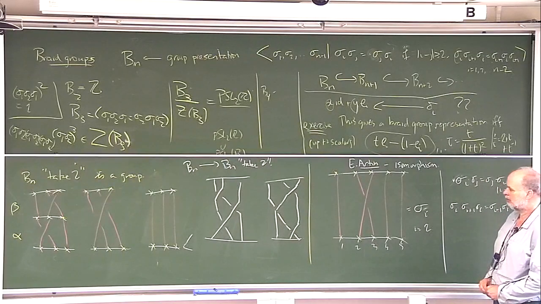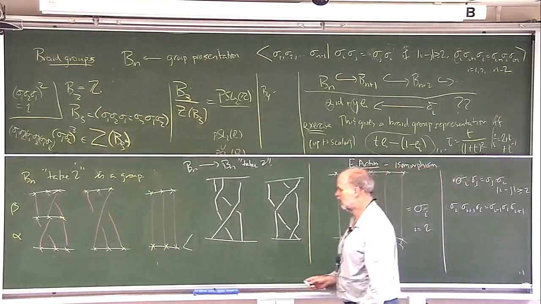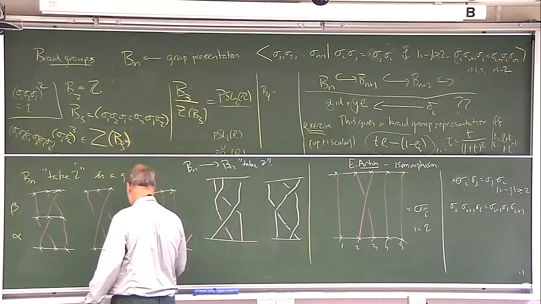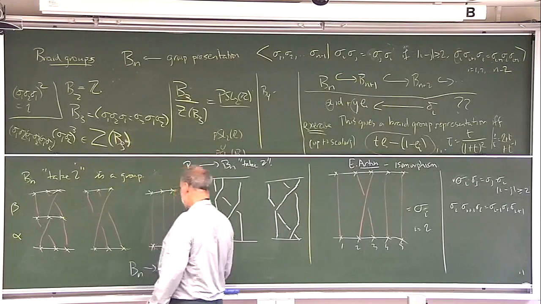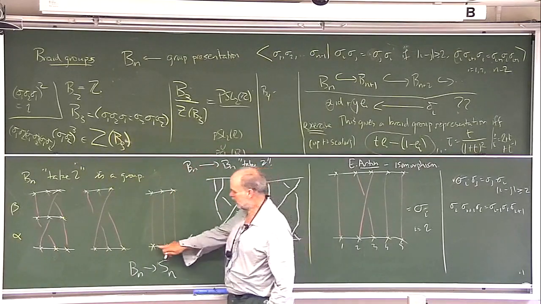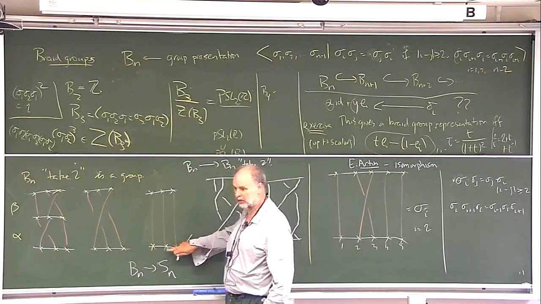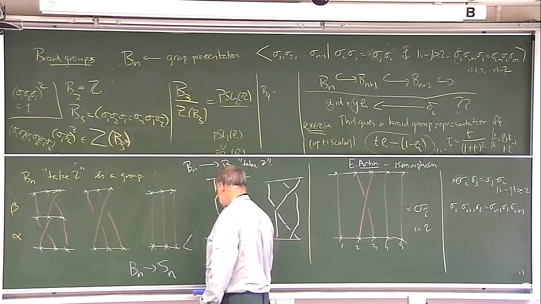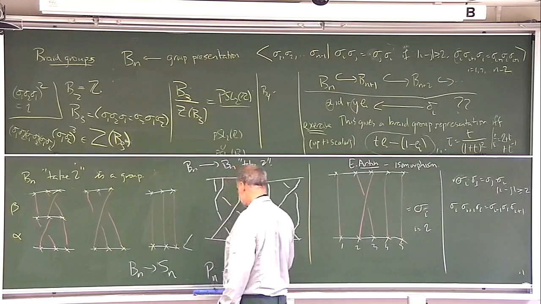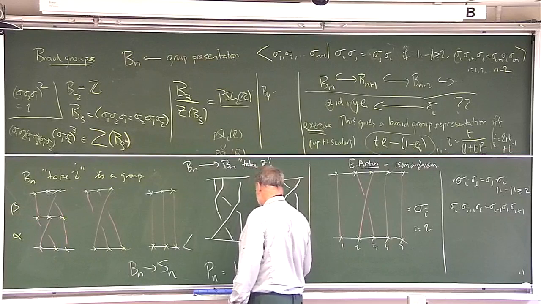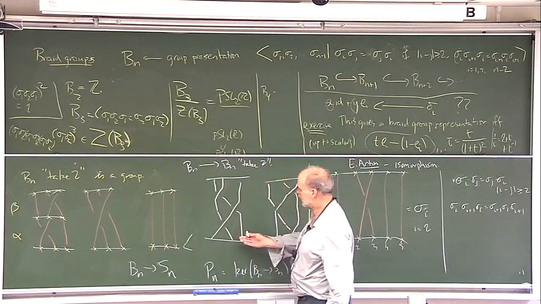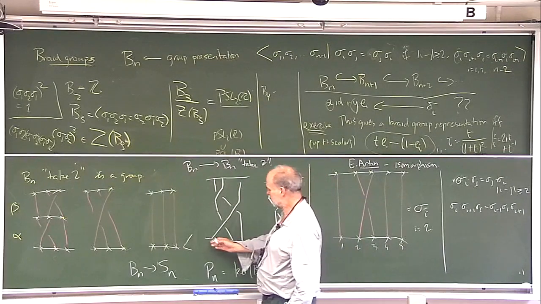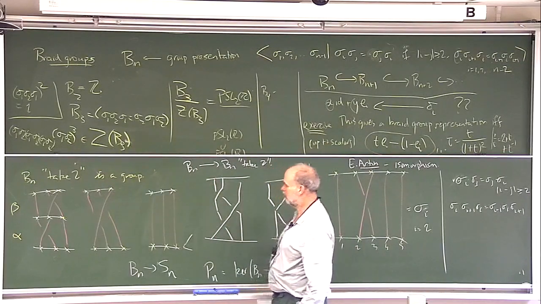There's a key player in the whole thing, which is the homomorphism. There's an obvious homomorphism from Bn to the symmetric group Sn, where each braid defines a permutation on the endpoints. And the pure braid group, Pn, is the kernel of this. So it's the braids such that this point ends up coming back to that point up there.